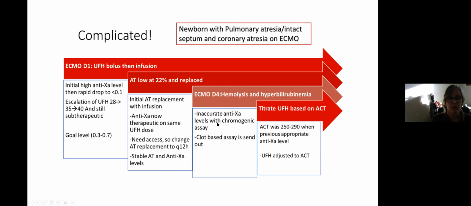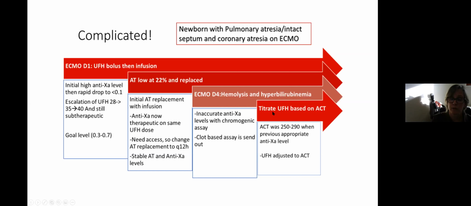And then life was good until the patient changed. Remember, the chromogenic assay is going to be invalid if there's any significant change in the plasma color or clarity. In this case, it was the bilirubin. We were unable to do a clot-based assay, and some of the TEG or other assays may be appropriate, as we'll talk about in the next talk.